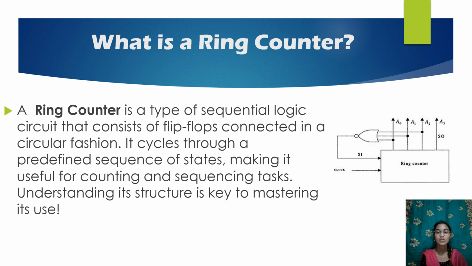Ring counter is used to count numbers. If it is a 4-bit ring counter, it counts 2 power 4, that is 16 numbers. A 4-bit ring counter requires 4 flip-flops and 4 clock pulses. For each clock pulse, the 1 is shifted from one flip-flop to the next flip-flop.